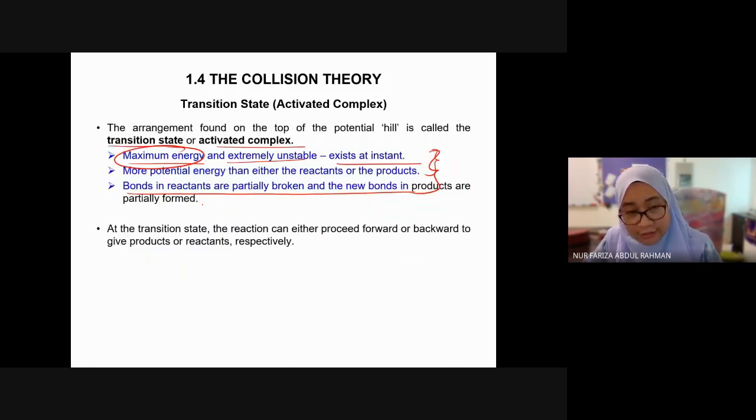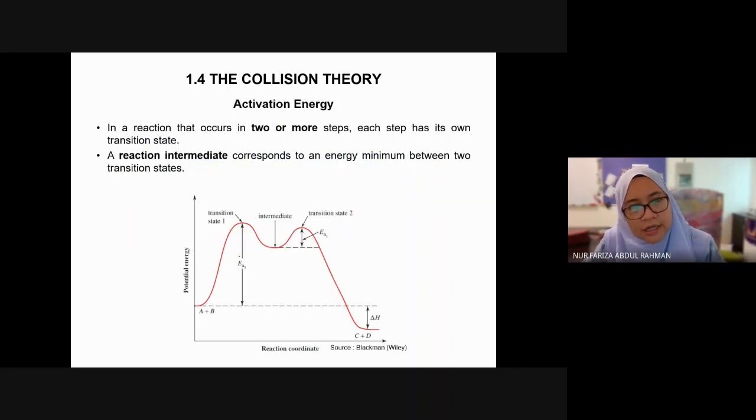So that's why at the transition state, the reaction can either proceed forward or backward to give product or reactant respectively. So ada that possibility, still ada juga. Along the way somehow tiba-tiba you know the condition is just not right lah somehow kan. Dia tiba-tiba temperature drop ke apa kan. Dia fall back lah to its original position.